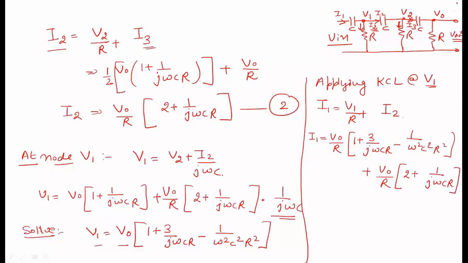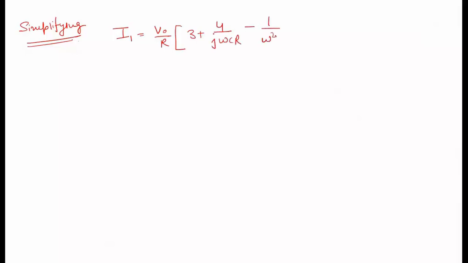And simplifying, so let's go to another page. So simplifying, we have I1 is equal to V naught by R into 3 plus 4 upon j omega CR minus 1 upon omega square C square R square. Now finding the V in. So let's find the V in.